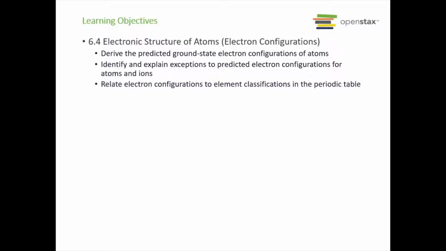So in this section, we are going to derive the predicted ground state electron configurations of atoms, identify and explain exceptions to predicted electron configurations for atoms and ions, and relate electron configurations to element classifications in the periodic table. So this is where all those n levels and l and ml, ms, all that fun stuff comes into play, and how we use it.